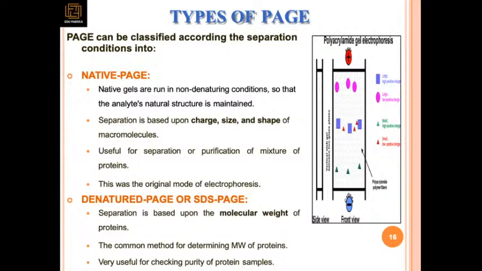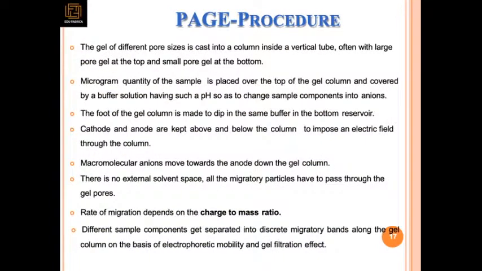Native PAGE is a gel which we run in non-denaturing conditions so that the analyte structure is maintained. So we maintain the same structure as it has to be. Separation is based upon the charge, size and shape, and it is useful for separation or purification of a mixture of proteins. Whereas denatured PAGE is based mainly upon the molecular weight of proteins, a common method to determine the molecular weight of proteins and used for checking the purity of proteins.